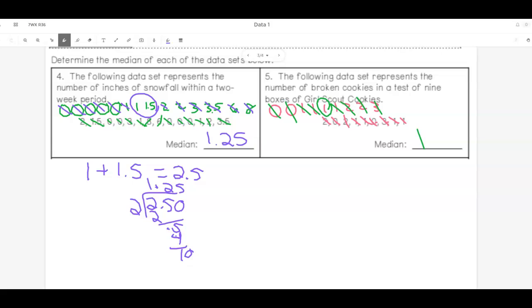Okay, so make sure your name is on this paper.